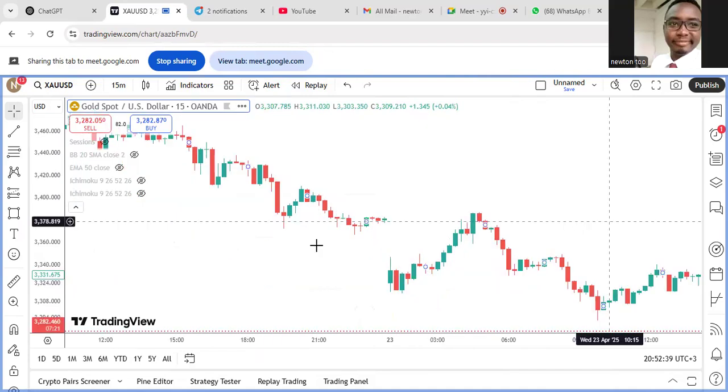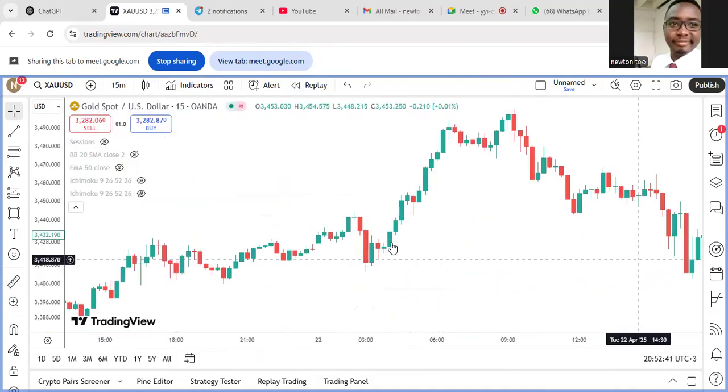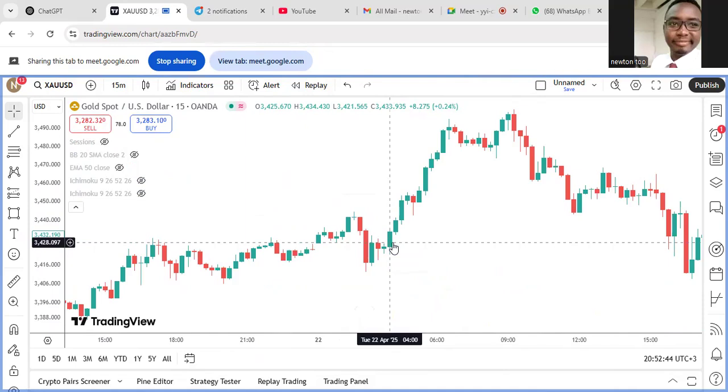That's a lot. Guys, that's a lot. That's really a lot. So if gold, just use one bar stop loss. Yeah, one candle stop loss.